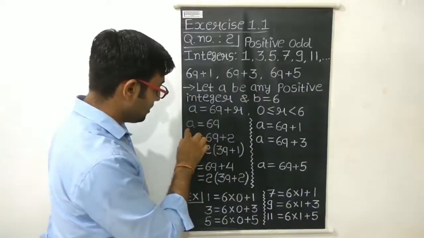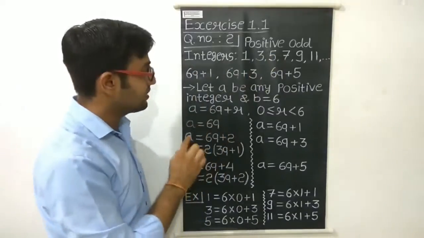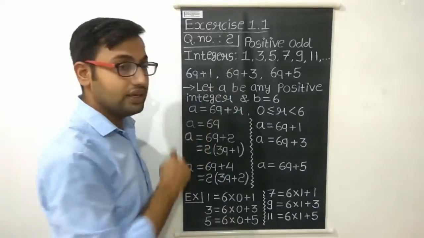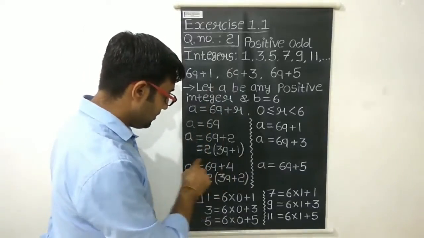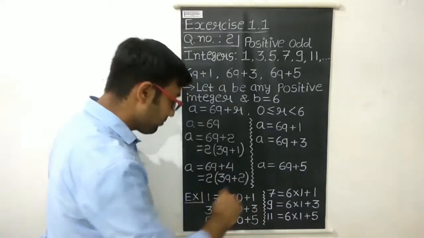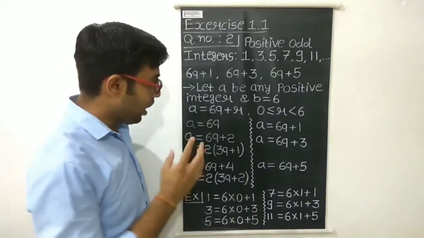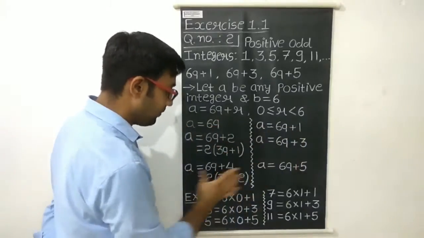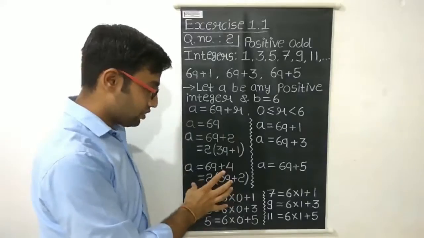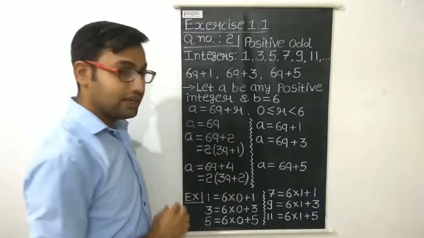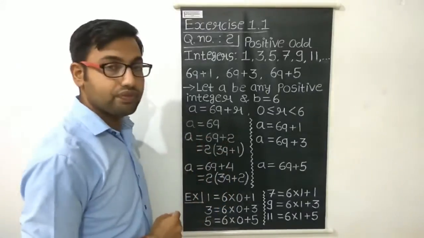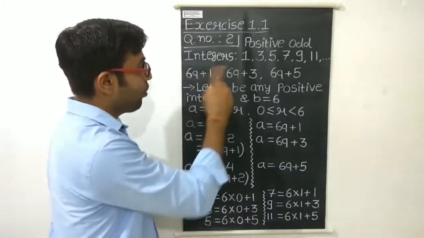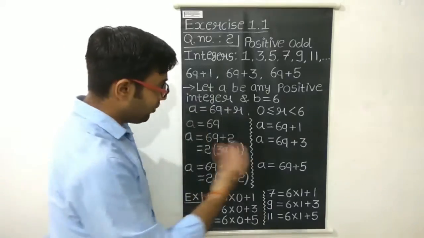So if we take this number as a positive odd integer, then it is divisible by 2. So we cannot consider this value 6q as a positive odd integer. This may be a positive even integer. In the same way, this number is also divisible by 2 and this number is also divisible by 2. So out of 6 possibilities, first, second, third, fourth, fifth and sixth, these 3 possibilities are divisible by 2. So these 3 possibilities cannot represent the odd integers.